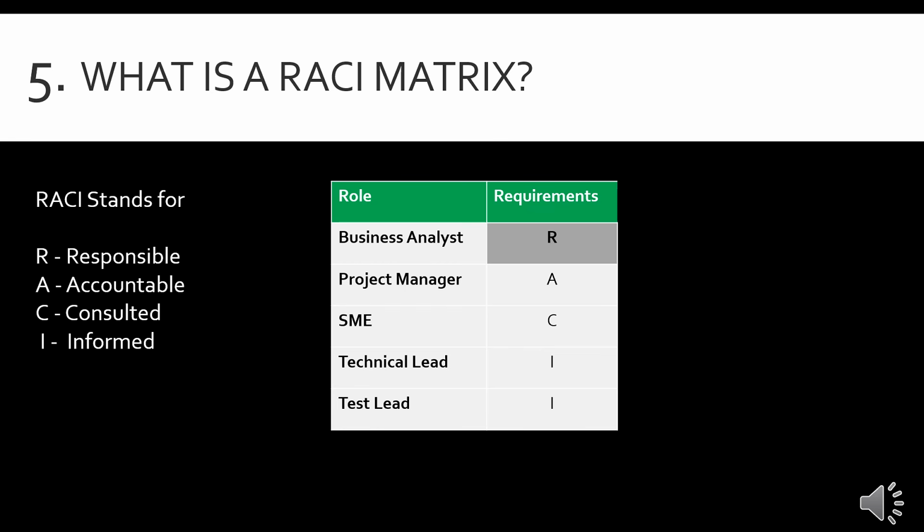Next in the list is I, which stands for informed. This is the next group of stakeholders who need to be informed. In our example, I have marked the technical lead and test leads as informed, as they have to be kept informed about the completion of the requirement gathering.